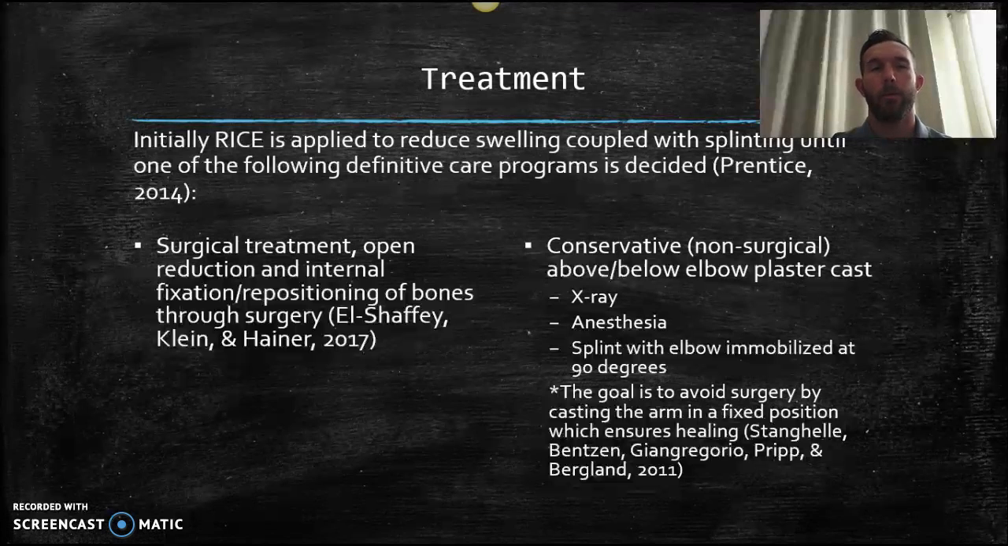after, which you'll have one which is surgical treatment, open reduction to fix the broken bones, or conservative non-surgical, which is casting without surgery.